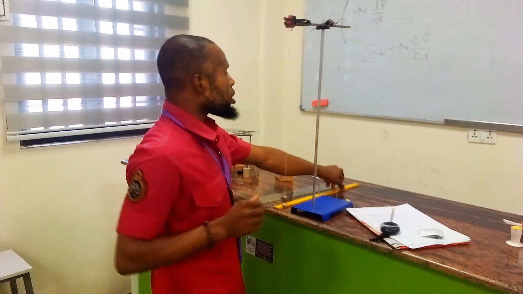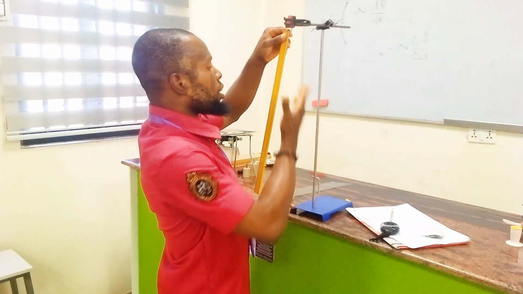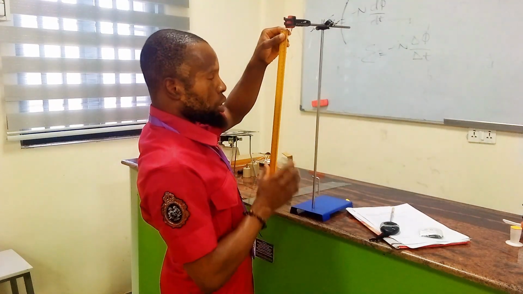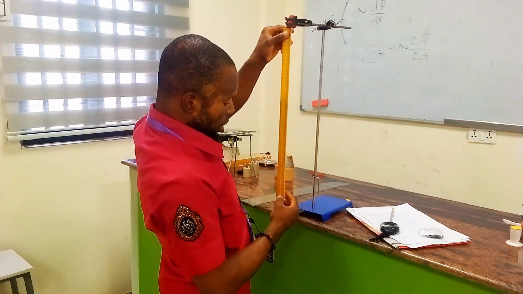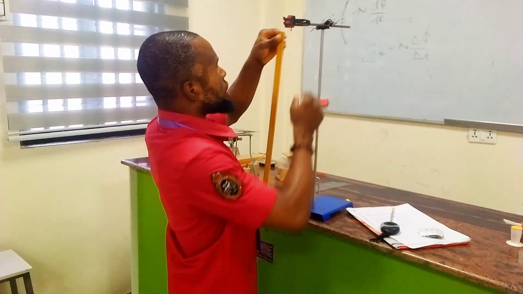Now I will reduce the length because I remember I said that what we do is we vary the length of the simple pendulum with the period of oscillation. So next I will take this to 40 centimeter. I'm going to reduce it to 40 centimeter.